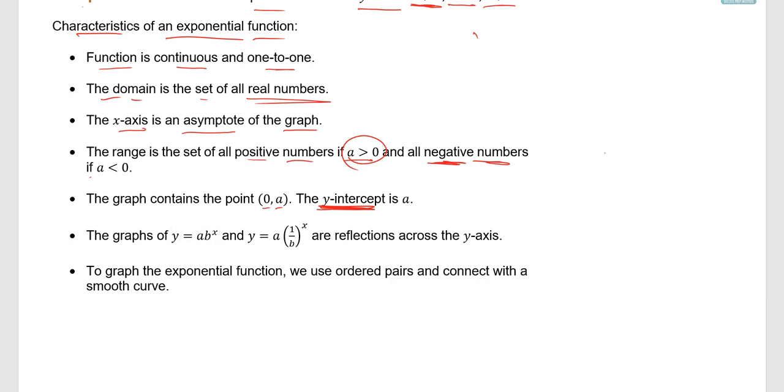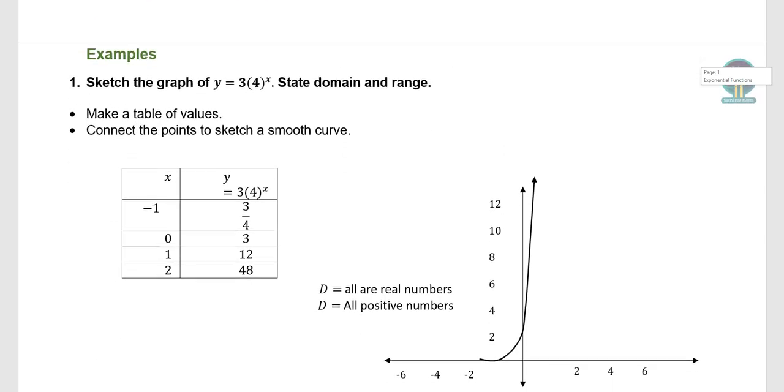The graphs of y equals ab to the x power and y equals a times 1 over b, parentheses to the x power, are reflections across the y-axis. Okay? To graph the exponential function, we use ordered pairs, so sets of coordinates of x and y, and connect them with a smooth curve. Let's look at some examples.